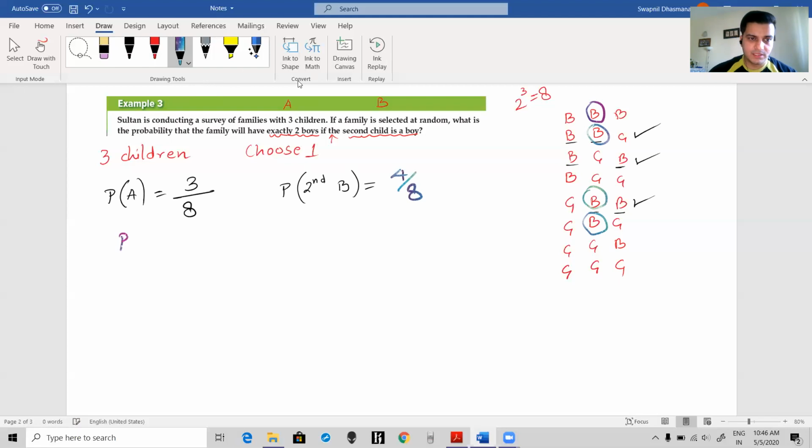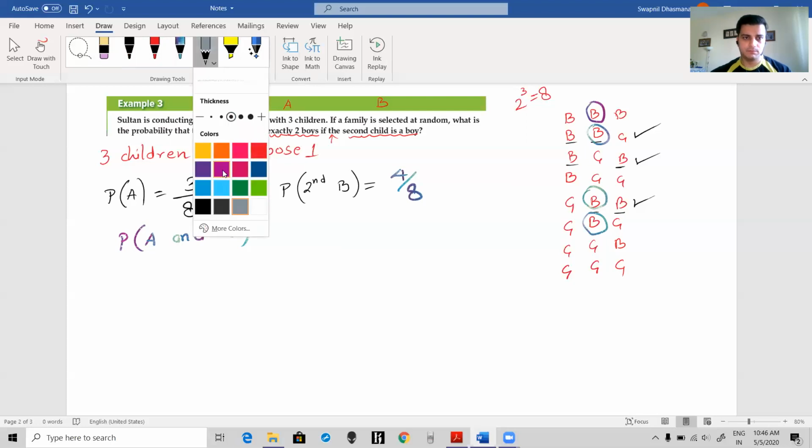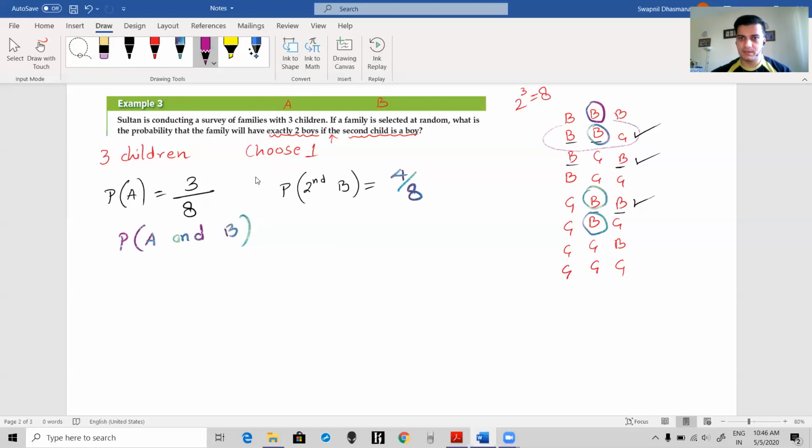But to solve the question, I need P of A and B. To find that, I need options where both of them are correct. As I can see, this is a case where I have a tick mark and I have a circle. This is a case where I have a tick mark and a circle. And none of the other cases. So basically out of all, there are 2 cases out of 8 where I have people who have exactly 2 boys and their second child is a boy.